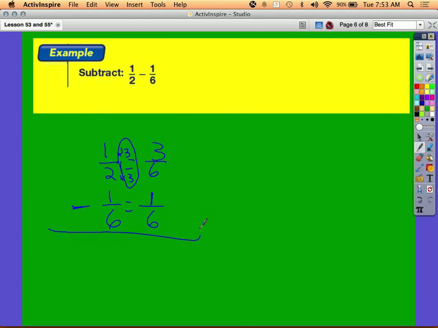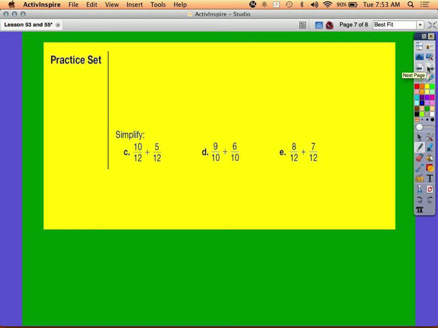So, now I have 3/6 minus 1/6, I can do that. 3 minus 1 is 2, and 2/6 I have to reduce to 1/3. So, first step, find a common denominator. Turn our fractions into fractions with that common denominator, and then I can do my addition or subtraction.